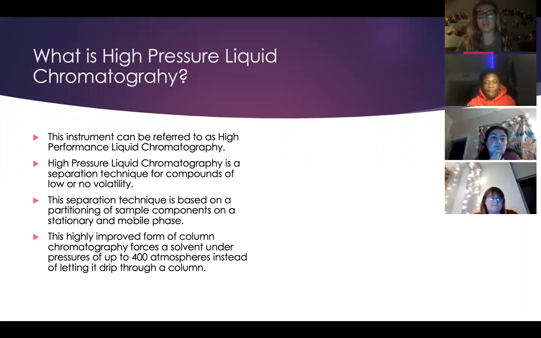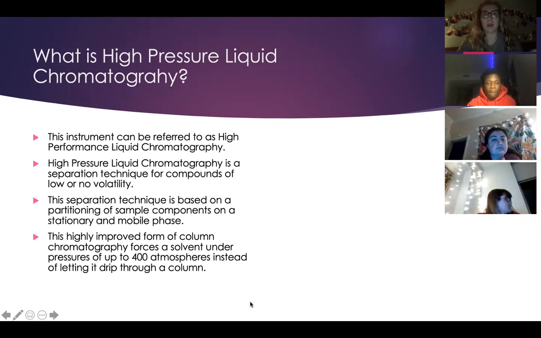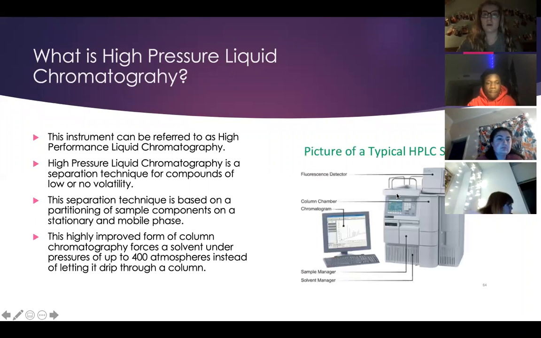of the solvent used. This highly improved form of column chromatography forces a solvent under pressures of up to 400 atmospheres instead of just letting it drip down a column as normal. So here is a picture of a typical HPLC system with everything being labeled, such as the fluorescence detector, the solvent manager, the sample manager, the column chamber, and then the graph called a chromatogram.